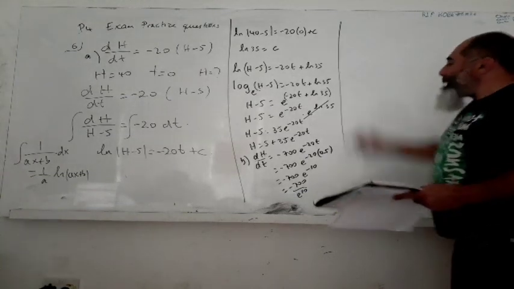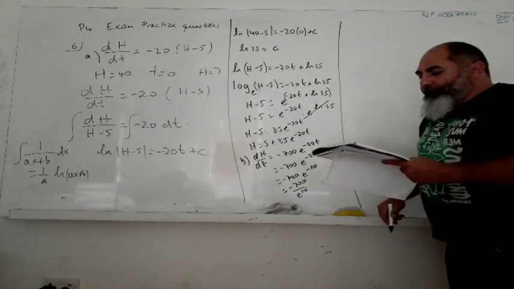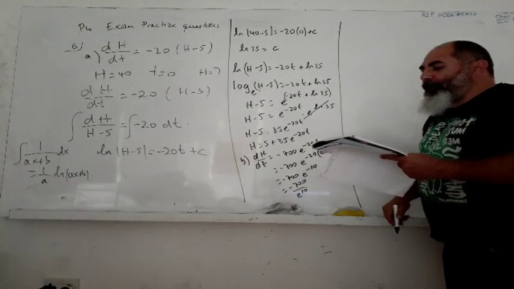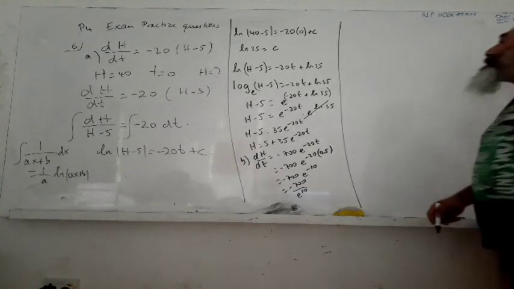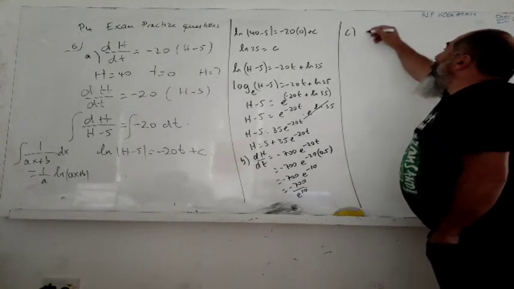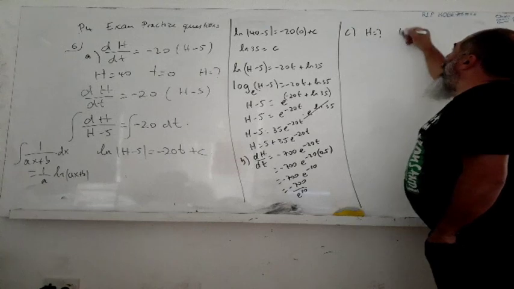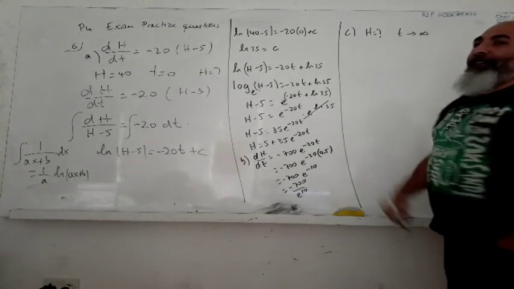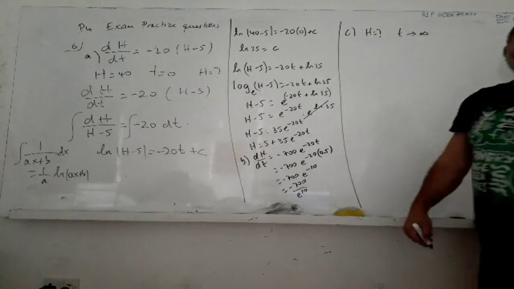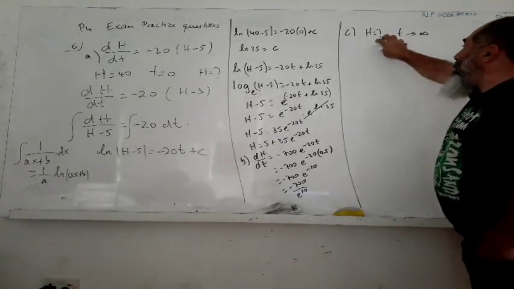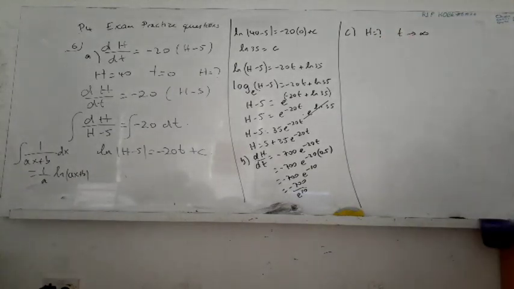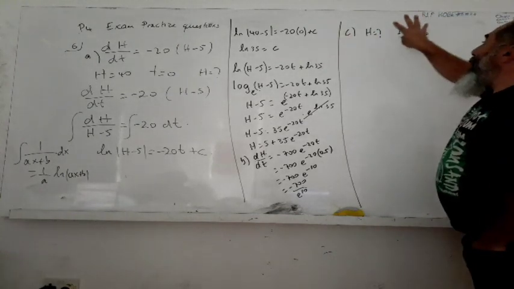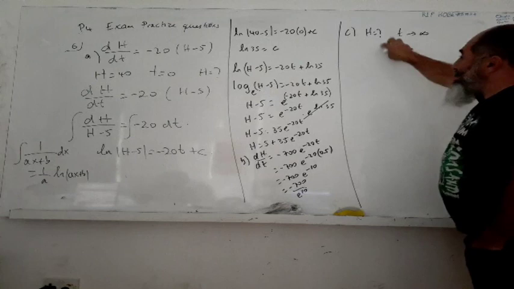Now, part C, state the eventual height of the water in the tank, which means find h when t goes to infinity. That's the meaning of that question. You have to understand that this is the mathematical meaning of the eventual height of the water. As t goes to infinity, height will be what? That's the question here.